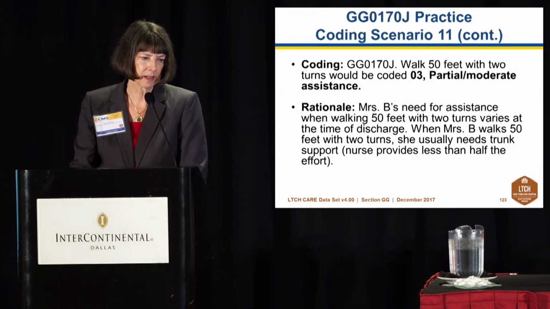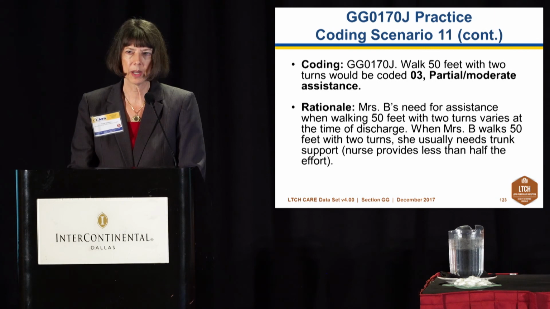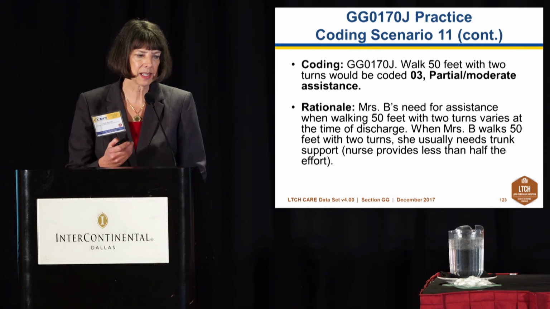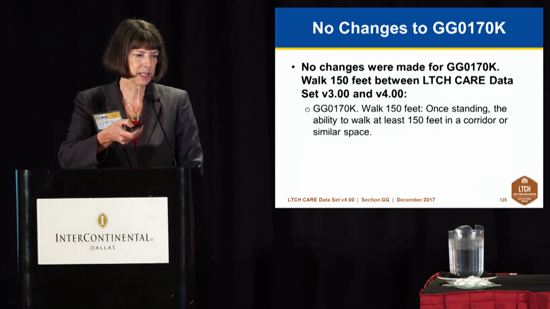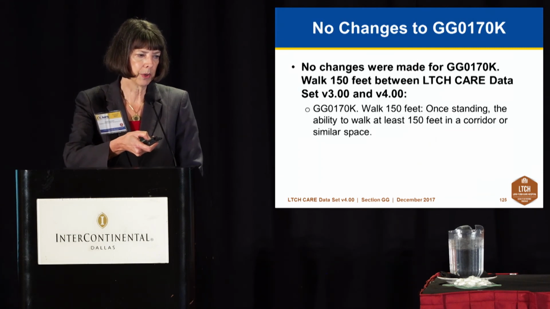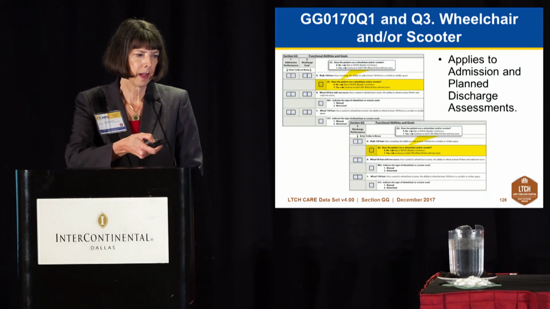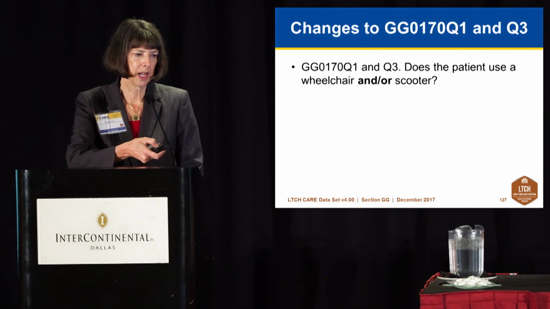So Mrs. B's need for assistance when walking 50 feet with 2 turns varies at the time of discharge. And when Mrs. B walks 50 feet with 2 turns, she usually needs trunk support, and that nurse was providing less than half the effort. So excellent. Walk 150 feet is the last item. There were no changes made to this one. And also we have the wheelchair items. And we've got GG0170 Q1 and Q3.